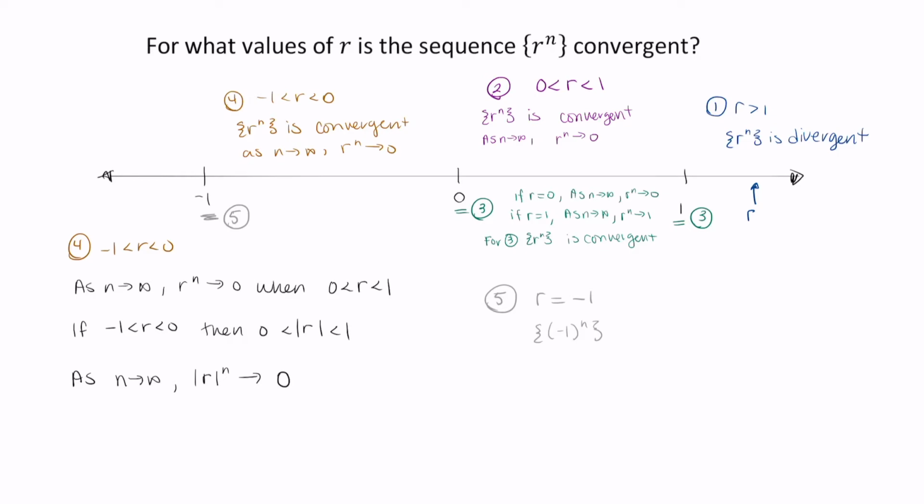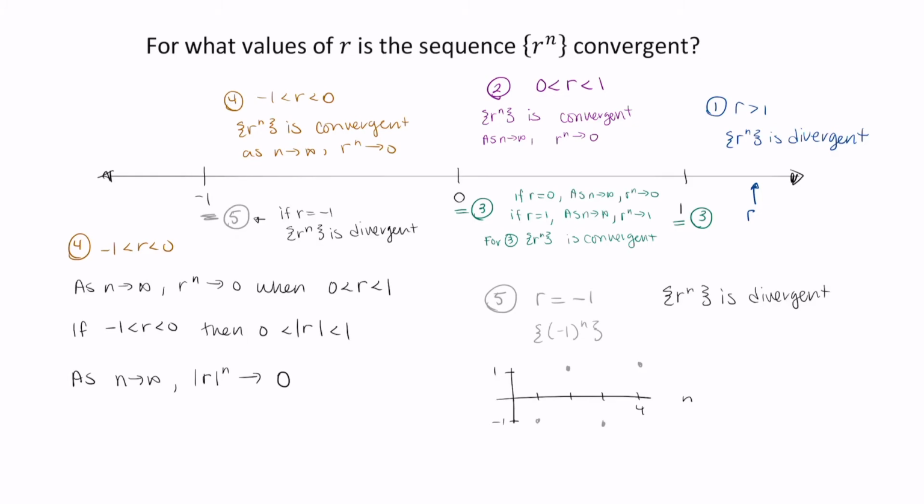And what does this look like? Well, this is just going to go back and forth. So here's 1, 2, 3, 4, and this is n. And our sequence, if n equals 1, is at -1 here. When n equals 2 it is at 1, when n equals 3 it is at -1, when n equals 4 it is at +1. So our sequence jumps back and forth between 1 and -1 without ever tending to any value. So the sequence is divergent here.